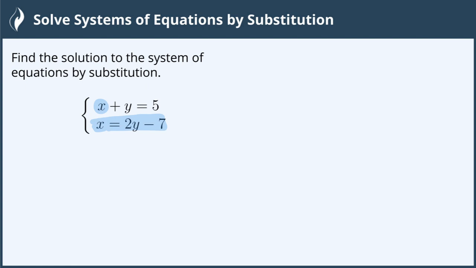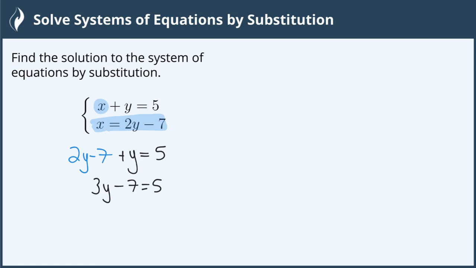So instead of saying x plus y, I'm going to have 2y minus 7 in the x spot, and then I have my plus y equals 5 gets carried down from the other part of the equation. From here, we're going to be able to solve for y because now y is the only letter that's left. To do that, we'll combine like terms on the left side. 2y and y give us 3y. We still have a minus 7 and an equals 5.